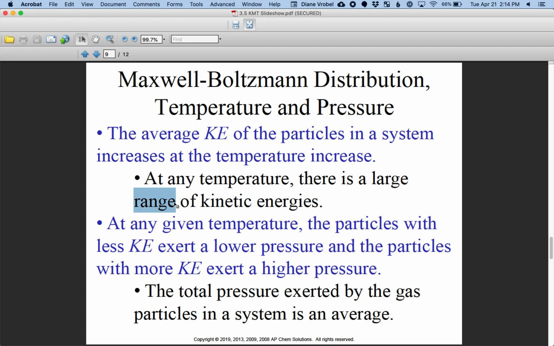Whereas the cooler the gas is, we have a larger percentage that are at a lower temperature, but we also have a smaller percentage of particles that are at an extremely low temperature or at an extremely high temperature for that curve. And you can argue that the total pressure of that gas is also at an average.